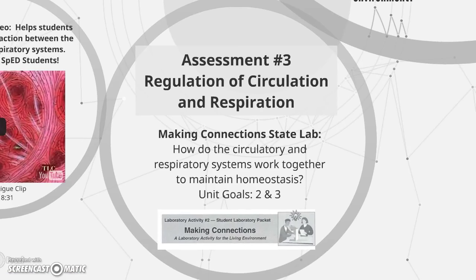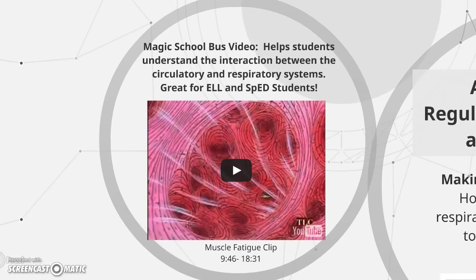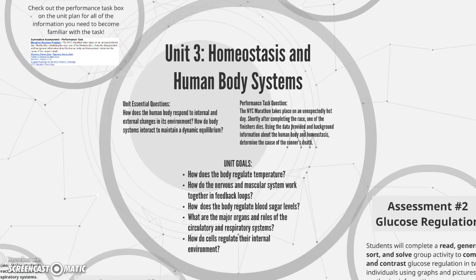An important part of this unit will be completing the Making Connections State Lab, which explores how the circulatory and respiratory systems work together to maintain homeostasis. We've noticed that students have misconceptions regarding the role of oxygen in our body. This is a great time to review cellular respiration. You can engage students even further by showing this really great Magic School Bus clip that helps students understand muscle fatigue even more. And make sure to come back to the marathon runner problem.